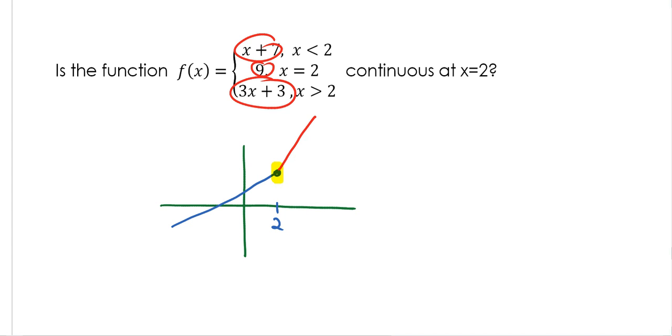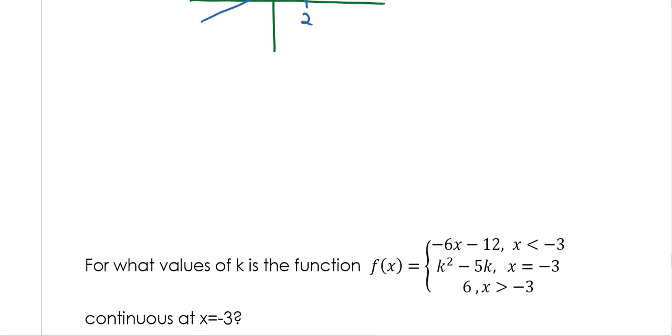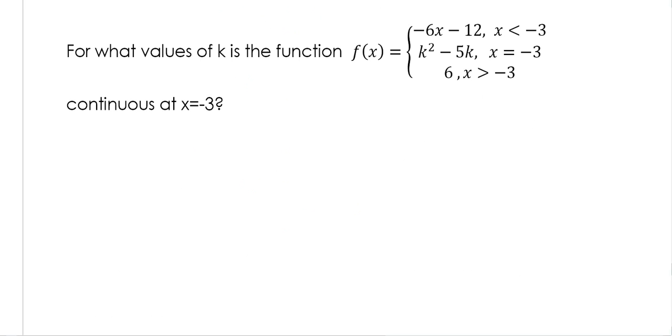Alright, let's move on to the next question. For the next question, it's another continuity question. For what values of k is the function f of x? So f of x is another piecewise function here, and I want to know what value of k would make this thing continuous at x equals -3. Okay, so once again, you're guaranteed to get a very similar question like this on your real test. Okay, so let's take a look here.